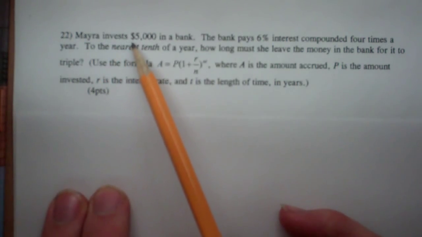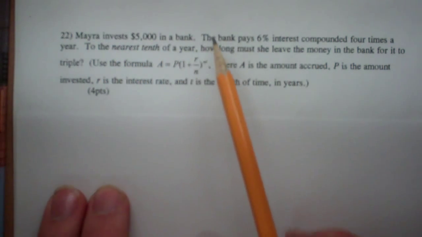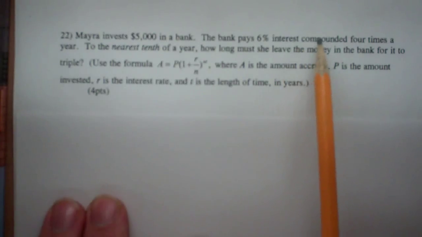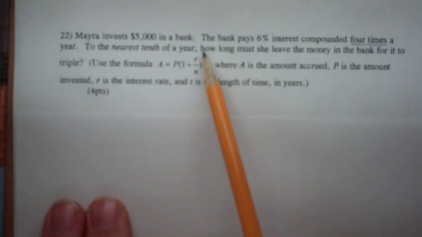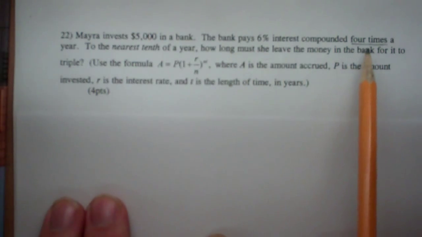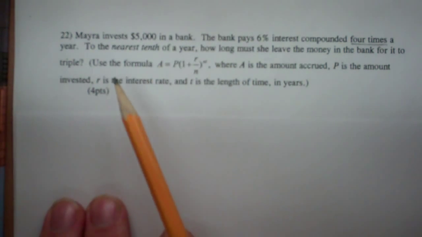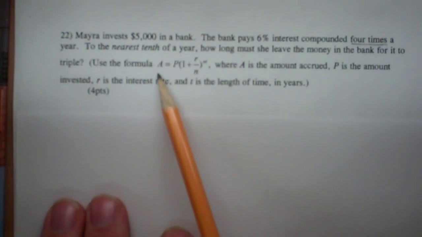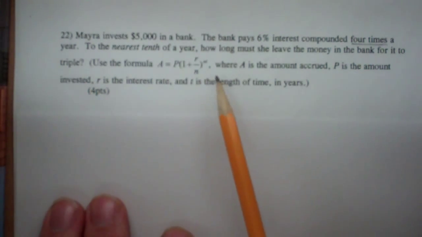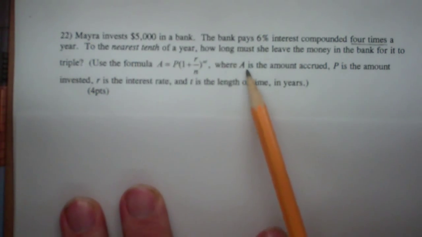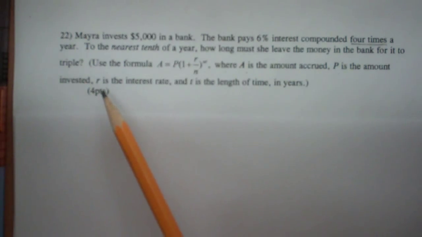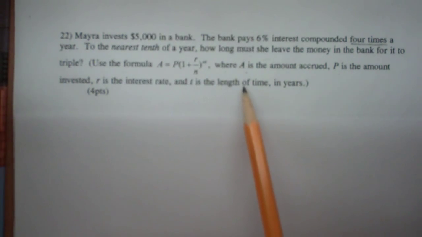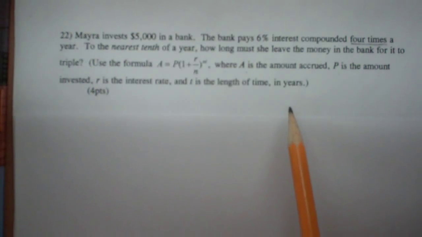Okay, so this is number 22. It says Myra invests $5,000 in a bank. The bank pays 6% interest, compounded 4 times a year. To the nearest tenth of a year, how long must she leave the money in the bank for it to triple? It asks us to use the formula A equals P times the quantity 1 plus R over N to the NT, where A is the amount accrued, P is the amount invested, R is the interest rate, and T is the length of time in years.